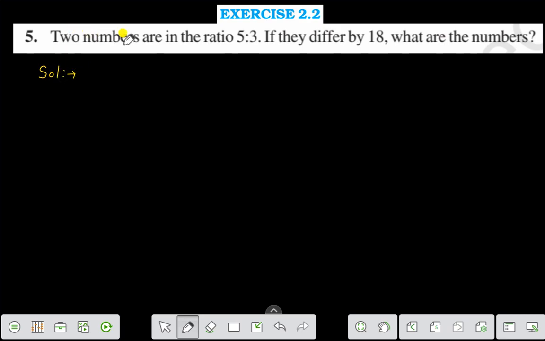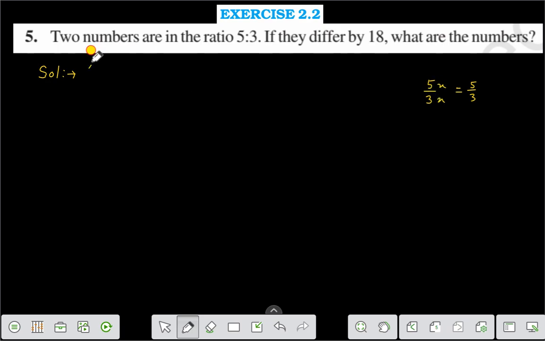Here you see the two numbers are in the ratio of 5:3, that is 5 by 3. Right? What is the meaning of this ratio? That means if we take one number as 5x, the other number will be 3x. Here if we cut the x's, we will again get the ratio as 5 by 3. This is common, x, right? Therefore, you have to take two numbers such that one is 5x and the other is 3x.